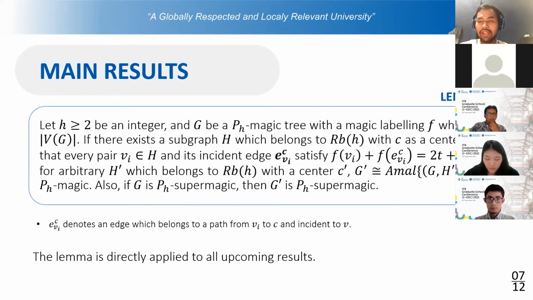Now we go to the main result. The proofs for this lemma and theorems are omitted. We start with this lemma. It's kind of complicated, but to be simple, if the labeling meets certain conditions, we can extend the labeling to other graphs. And this lemma is directly applied to all upcoming results. Please next.